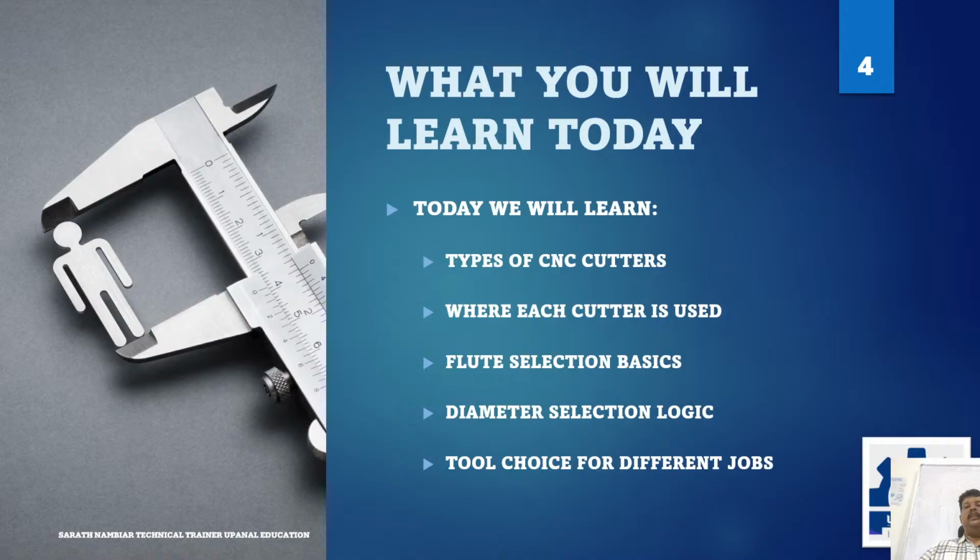Then we will learn the diameter selection. Should we use a smaller tool or a larger tool? Many people make mistakes here. Fifth, we will discuss how tool choice changes based on the operation: pocketing, facing, slotting, finishing, roughing, curve profiles, and more. By the end of the webinar, you should not only know the cutter names, you should know how to think like a practical programmer.